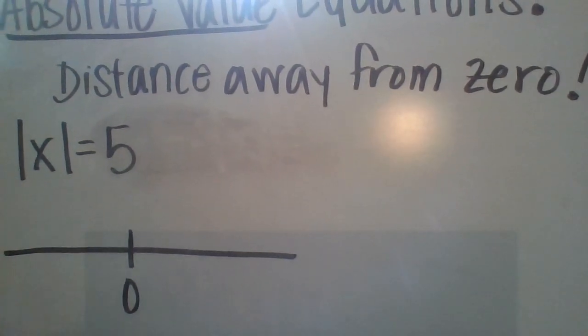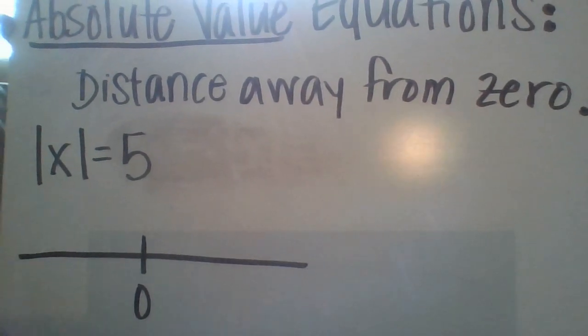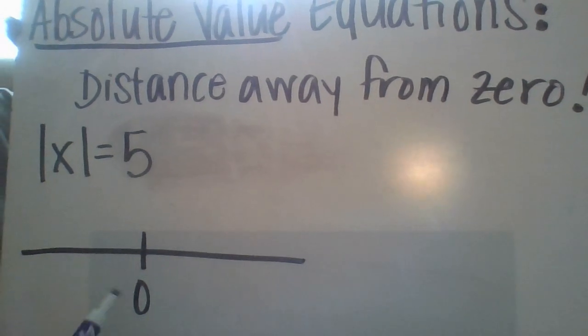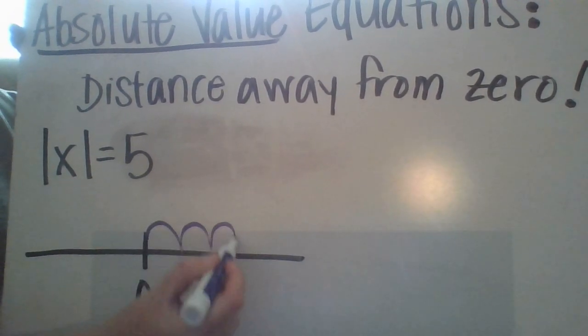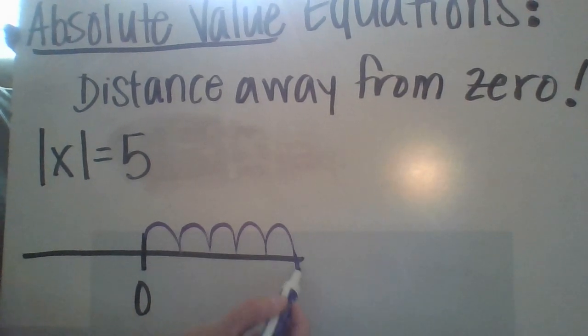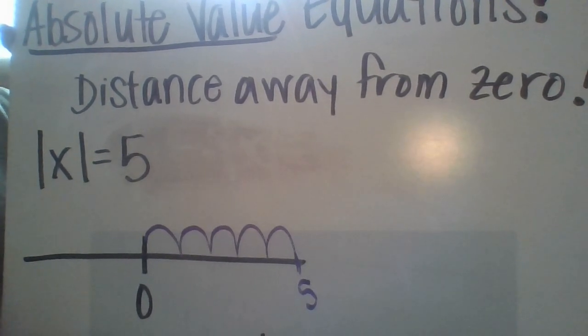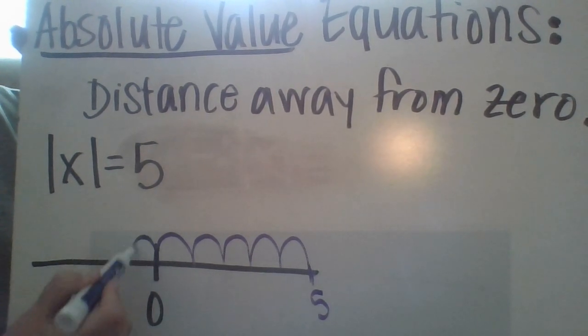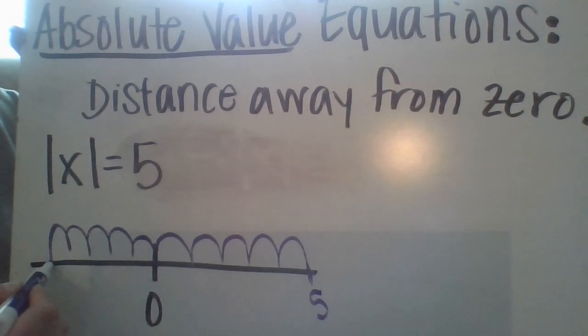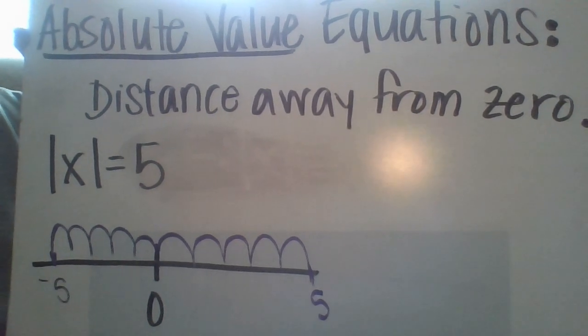So I have this one here, the absolute value of x equals 5. Now that means that if I start here at 0, I can travel to the right 1, 2, 3, 4, 5 units and end up here at the number 5. Or I can start again at 0 and travel to the left 5 units, 1, 2, 3, 4, 5, and end up here at negative 5.